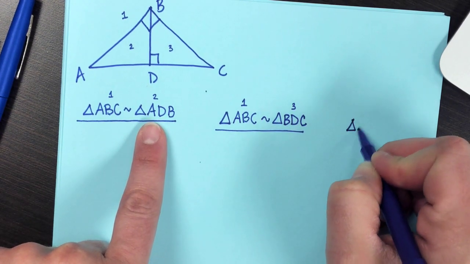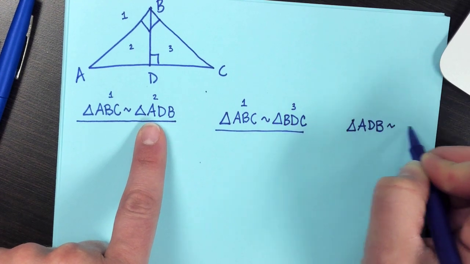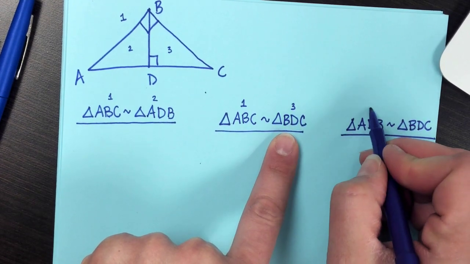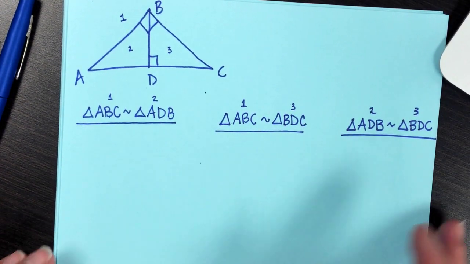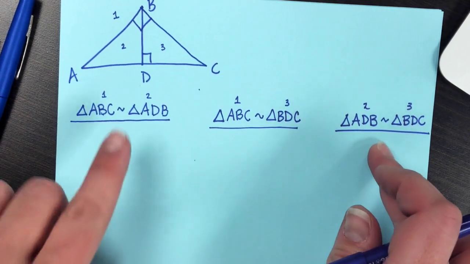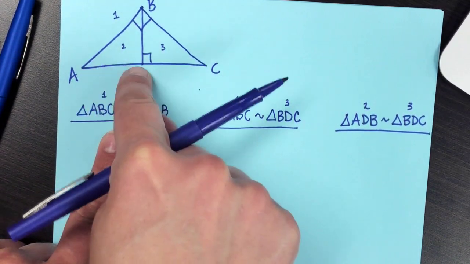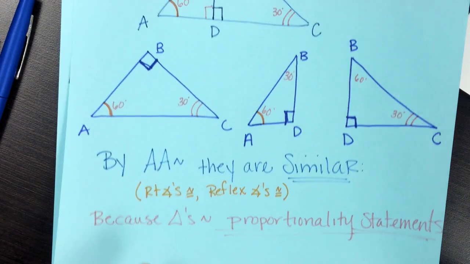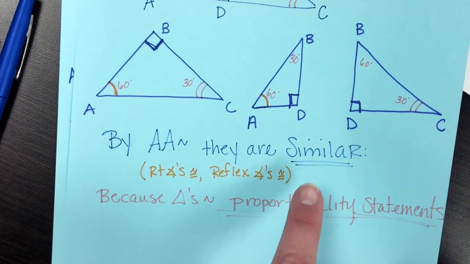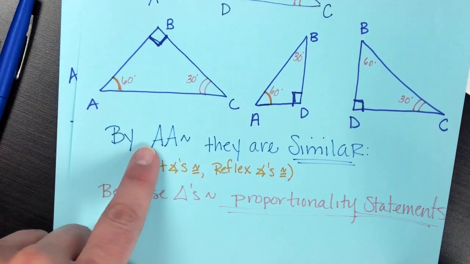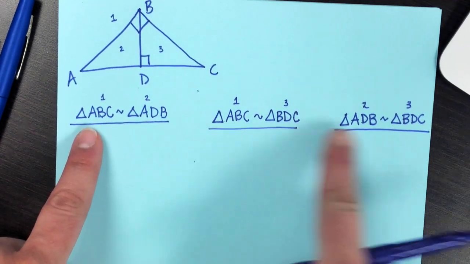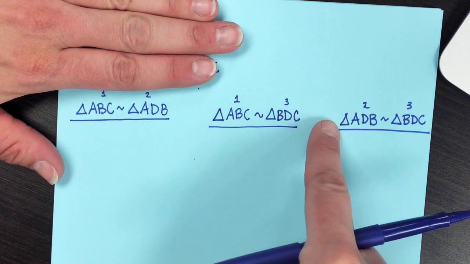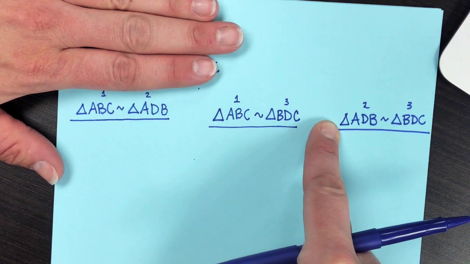So I'm going to start with triangle ADB, and that is similar to triangle BDC. Everything I did here with my similarity statement is simply based off of my reflexive angles, my right angles, and again, going back to this idea that we know they're all similar by angle-angle. So I'm using the idea that I've proven them similar by angle-angle to create these similarity statements. I'm not even going to look at my picture anymore. These letters are enough to write my proportionality statements.